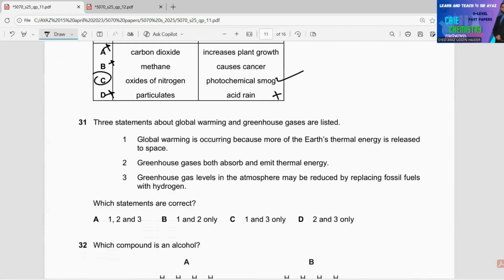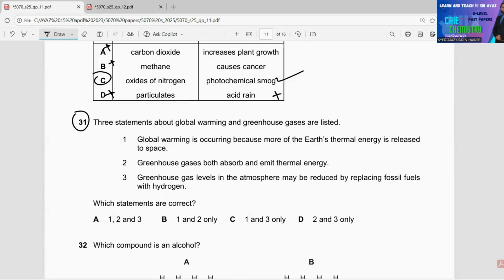MCQ number 31. Three statements about global warming and greenhouse gases are listed. 1. Global warming is occurring because more of the Earth's thermal energy is released to space. 2. Greenhouse gases both absorb and emit thermal energy. 3. Greenhouse gas levels in the atmosphere may be reduced by replacing fossil fuels with hydrogen. Which statements are correct?